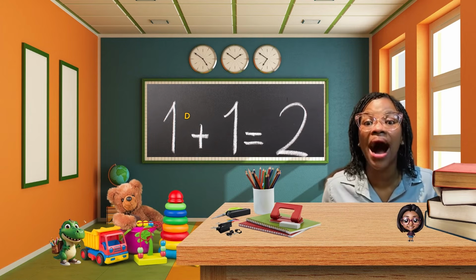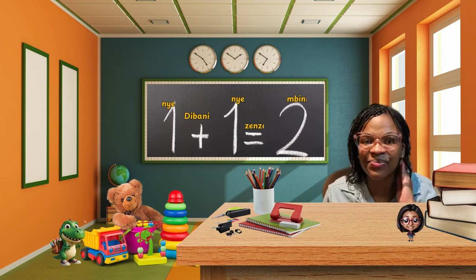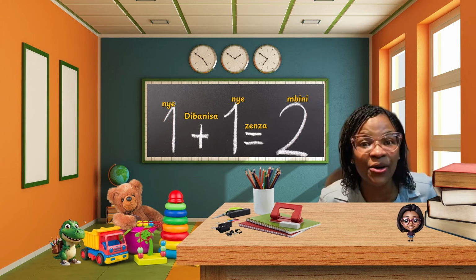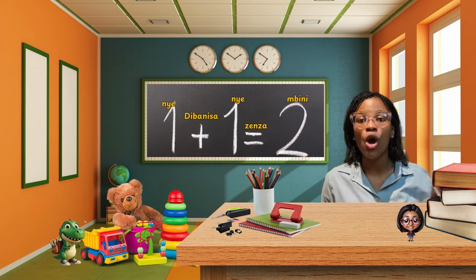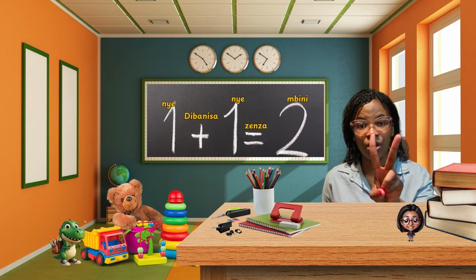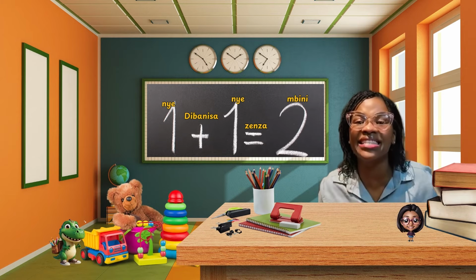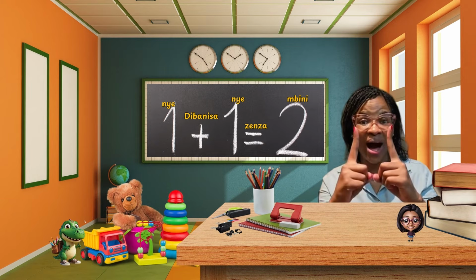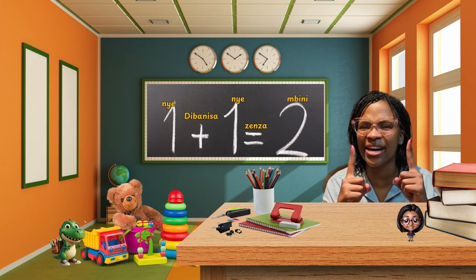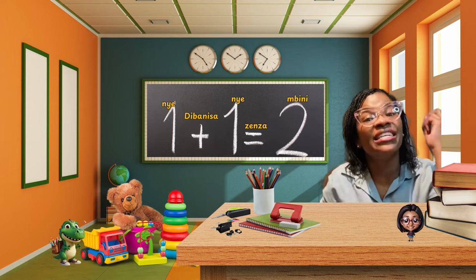Let us add. Dibanisa. Okay, Tommy, let's add 1 plus 1. 1 plus dibanisa 1 is equal zenza 2. 1 plus 1 is equal to 2. 1 plus 1 is equal to... You're right, Tommy! 2!